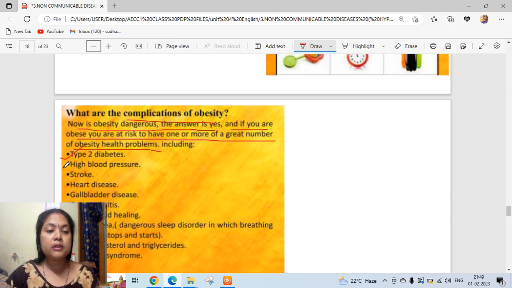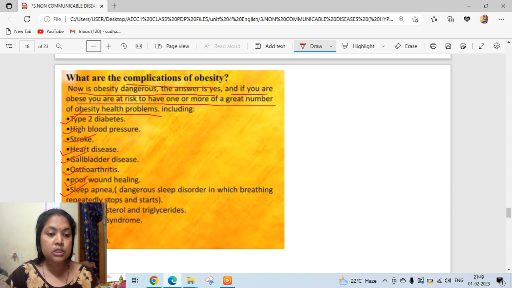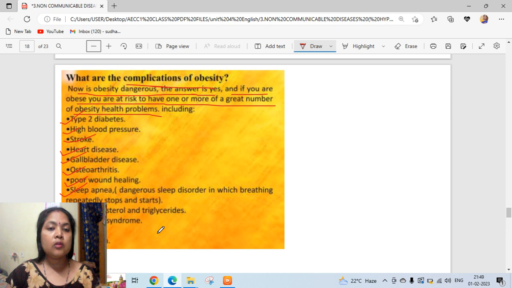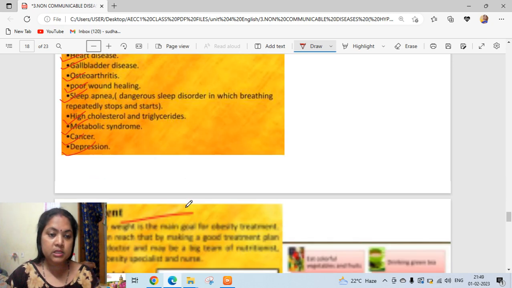Then high blood pressure, stroke, heart disease, then gallbladder disease, then osteoarthritis, then poor wound healing, then sleep apnea, then high cholesterol and triglycerides, then metabolic syndrome, then cancer, then depression. Okay, these all are the complications of obesity.